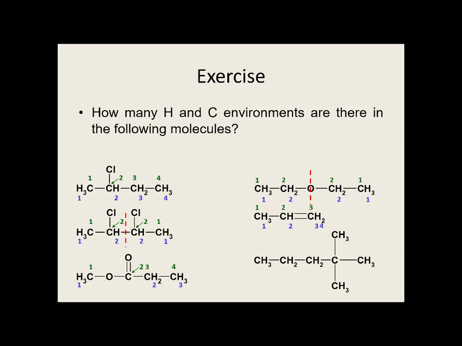Finally, 2,2-dimethyl-pentane has 3 methyl groups attached to the same carbon atom. These methyl groups are chemically equivalent to each other, as they're all 1 bond from the carbon atom, 2 bonds from the CH2 group, and so on. This means that 2,2-dimethyl-pentane has 4 hydrogen environments and 5 carbon environments.